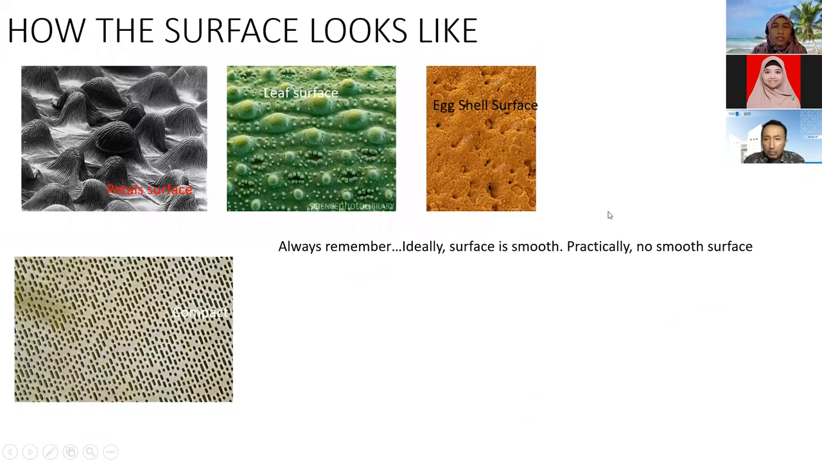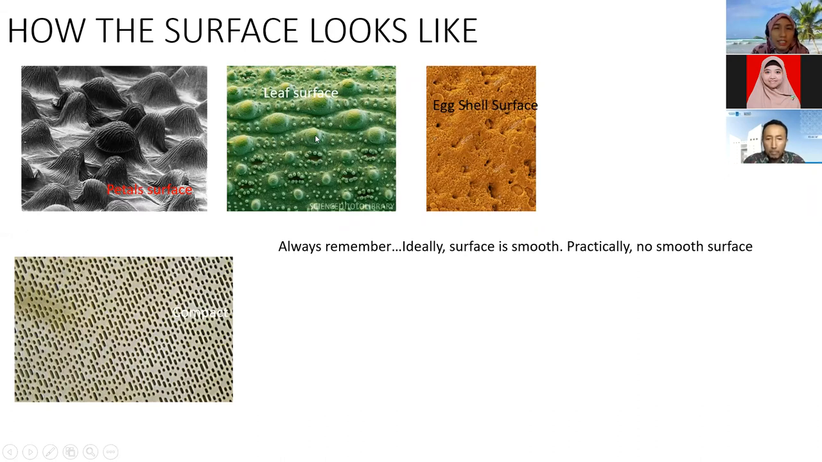Okay, now, as I said just now, no surface is smooth. Here we have micrographs, some from the scanning electron microscope, some from the TEM. This is a petal surface. You can see the petal is very smooth and very soft. But under the microscope, the surface is not smooth. It is a hilly surface with bumps all over.